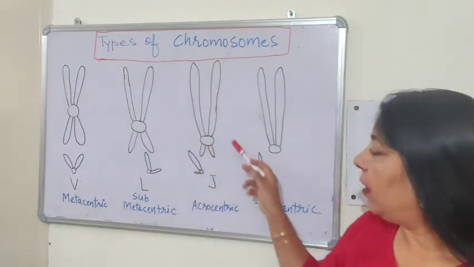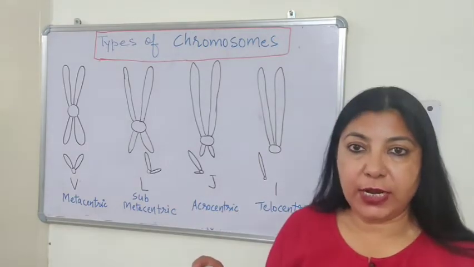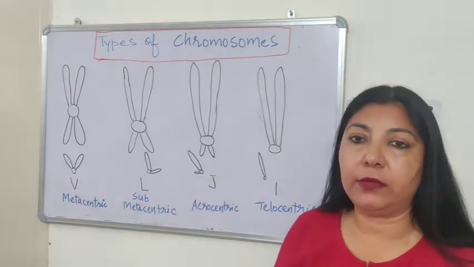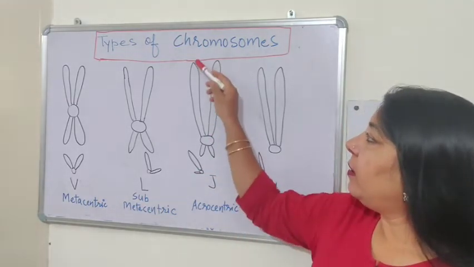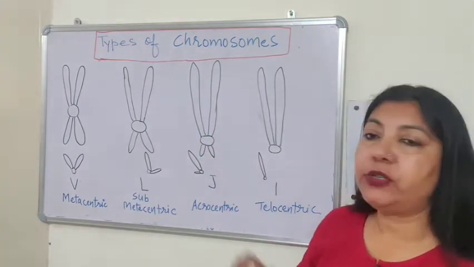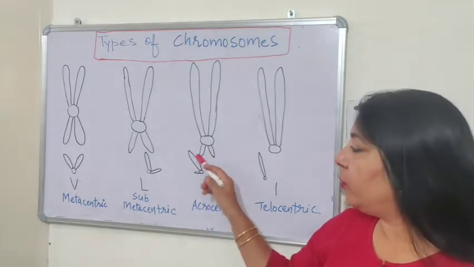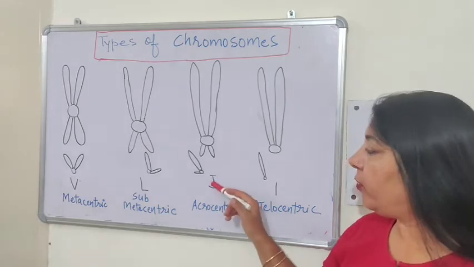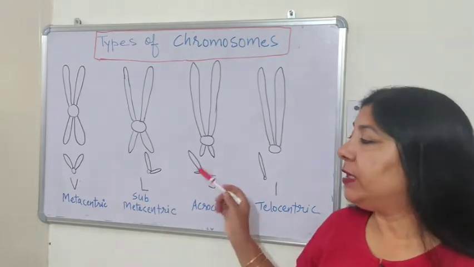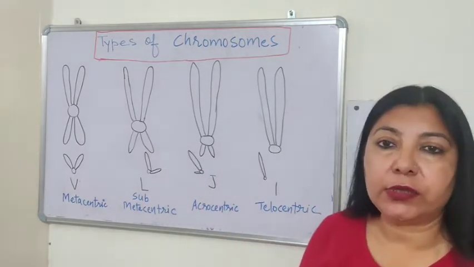Fine. Now third, this is acrocentric. In acrocentric, the centromere has shifted more to one side. As a result, one arm is very long and the other arm is very short. And under the microscope, during anaphase, the chromosome gives this appearance, or you can say the appearance of a capital J. So we say J-shaped chromosomes are acrocentric chromosomes.